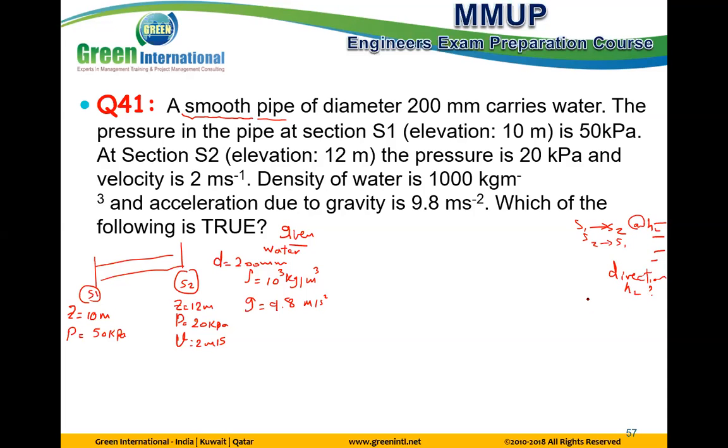H losses value. Okay, one by one. Write the equation first. How to write the equation? Energy equation: P over gamma plus Z plus V squared over 2g. No pump, no anything, it means equal to P over gamma plus Z plus V squared over 2g plus H losses.